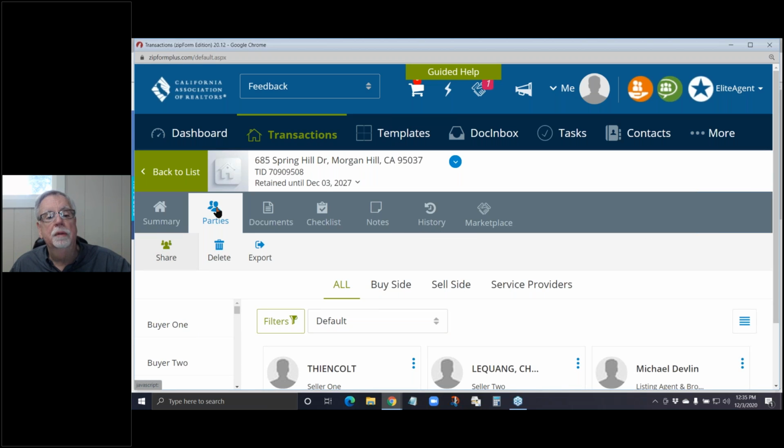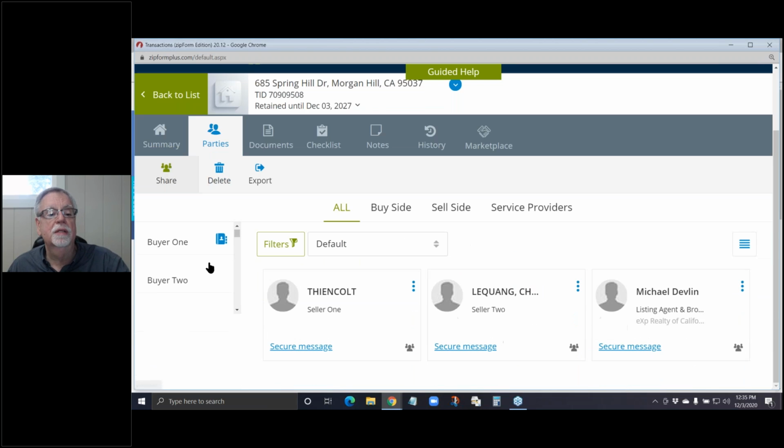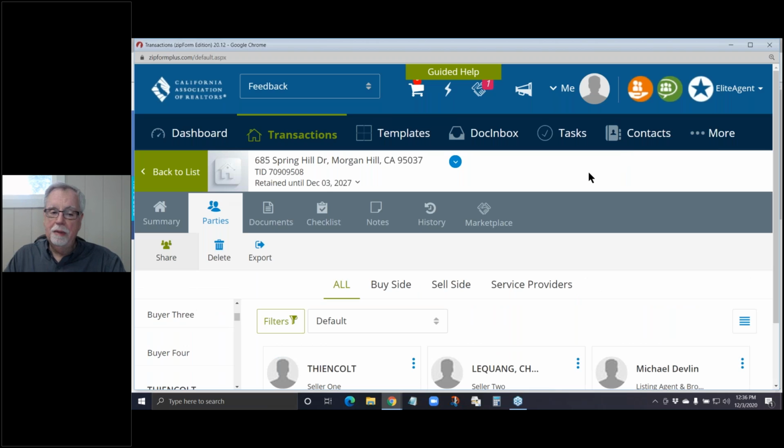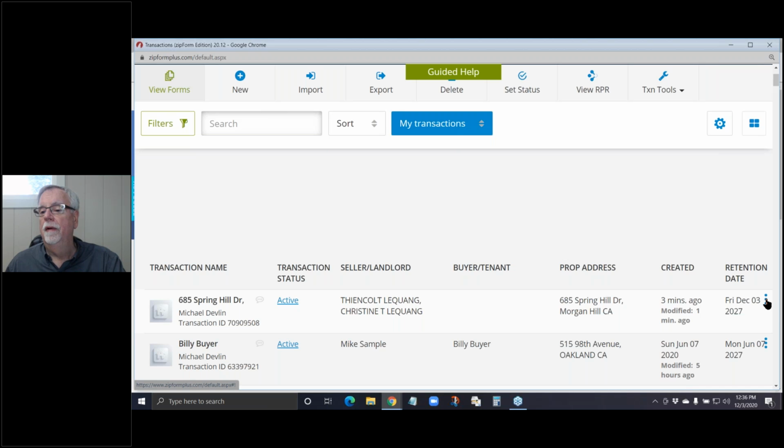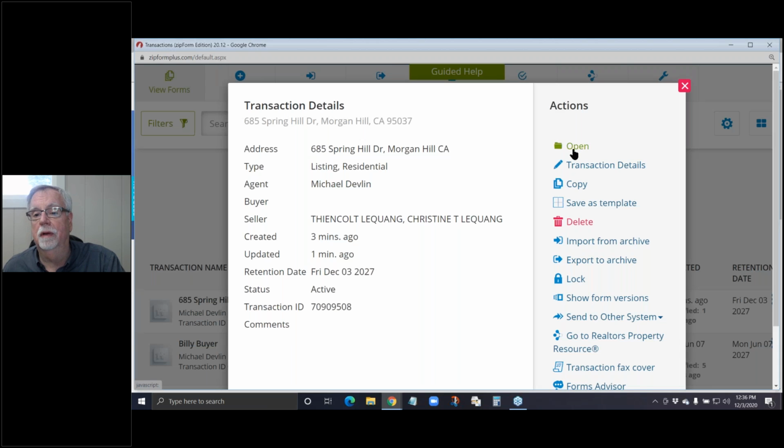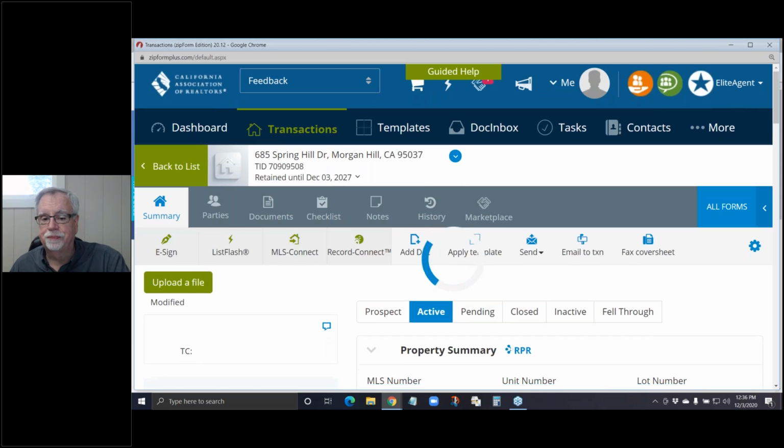And that would involve clicking on parties, and we would go down. Now, it's probably already found the sellers because it imported it from RPR. And I would just want to make sure that their email addresses and things like that are there. Okay, so assuming we've done all that, let's get to the good stuff.